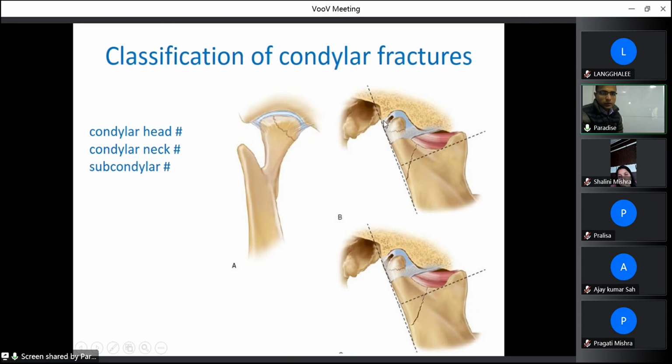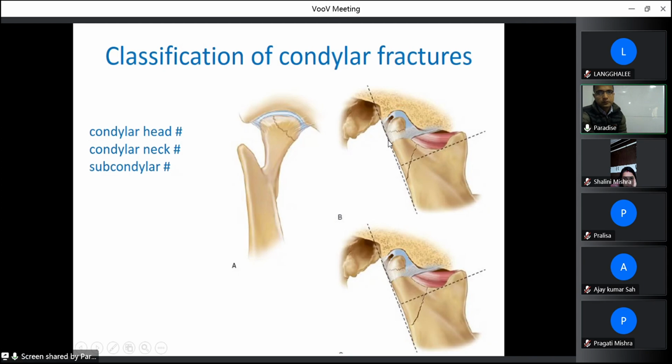Okay. First, you have to draw a tangent on the posterior surface of the ramus of the mandible. Then you have to draw another perpendicular line starting from the deepest point of the sigmoid notch. Once you have drawn these two lines, you have to see the fracture line. If more than 50% of the fracture is present above this line, it is known as condylar neck fracture. If more than 50% of the fracture is present below this line, then it is known as subcondylar fracture. If it is above, it is condylar neck fracture. If it is below, it is subcondylar fracture.